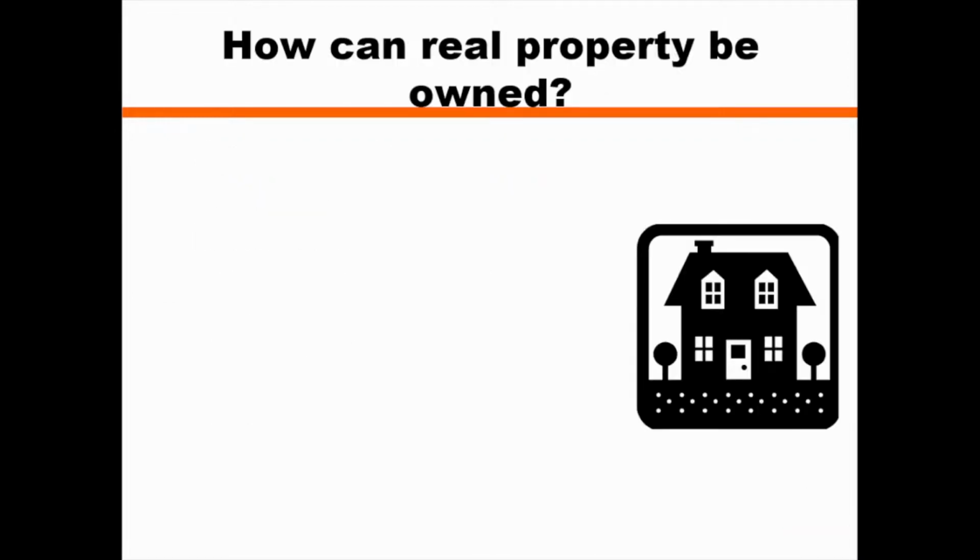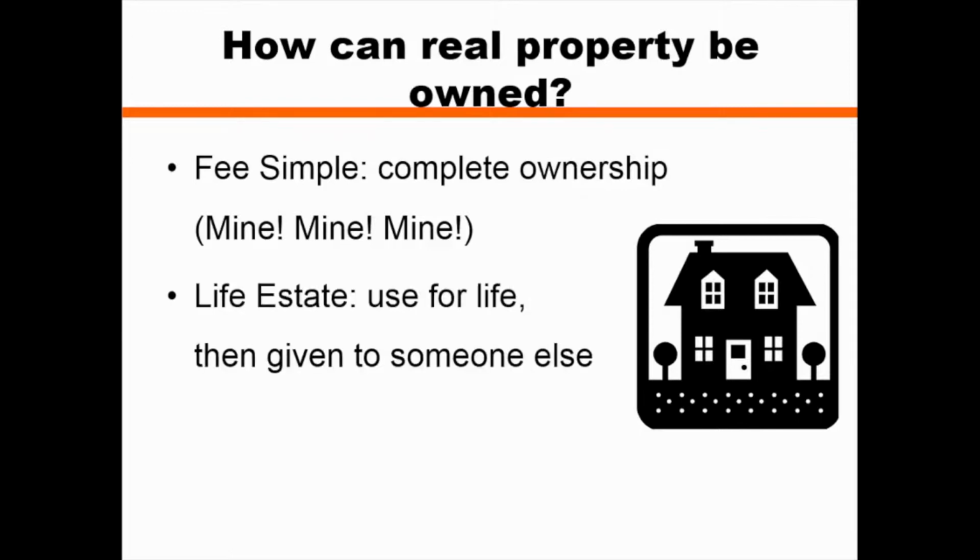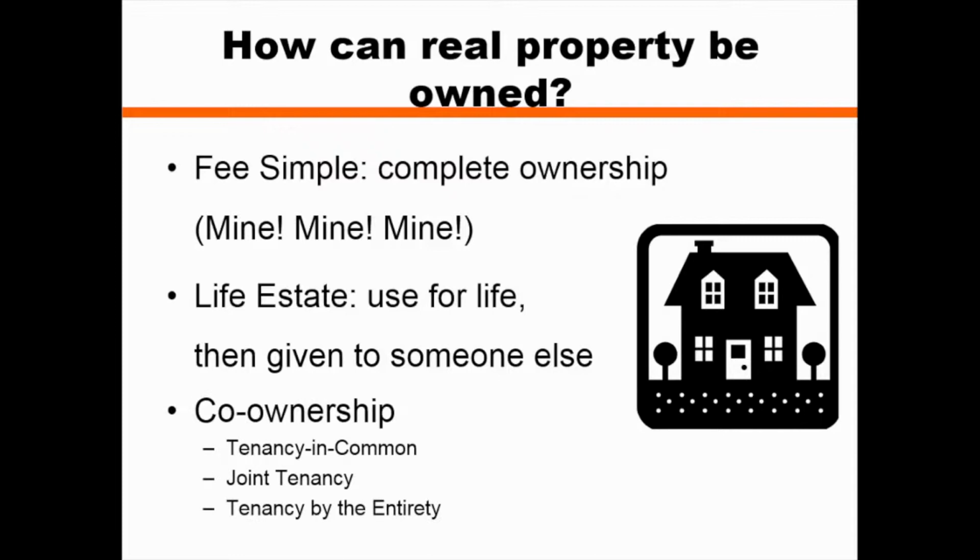So how can real property be owned? Fee simple, that's complete ownership. Basically, the "mine" situation. It's all mine. Nobody else has any control. A life estate: use the property for life, then provide an avenue to give it to somebody else. There are also co-ownership issues. Typically, we see tenancy in common, joint tenancy, and the very rare case of tenancy by the entirety. In Oklahoma, that's pretty much a point that's long gone. So the ones we see the most are tenancy in common and joint tenancy.